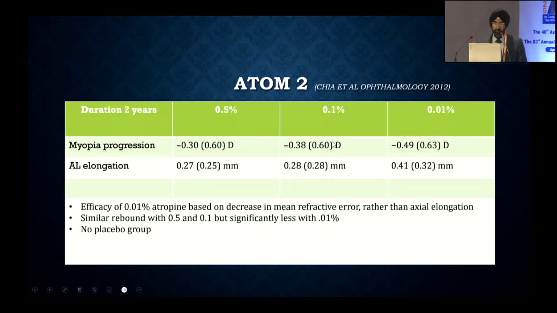Then in the ATOM-2 study, with a duration of 2 years, they used 3 concentrations, 0.5, 0.1 and 0.01%, and again the myopia progression was dose dependent, if you see. Much less with the higher concentration and much more with the lowest concentration. The axial elongation was similar in the 0.5 and 0.1% groups. And what they concluded was that the effect of 0.01% atropine was based on a decrease in the mean refractive error rather than the axial elongation. A similar rebound was seen between these two groups.